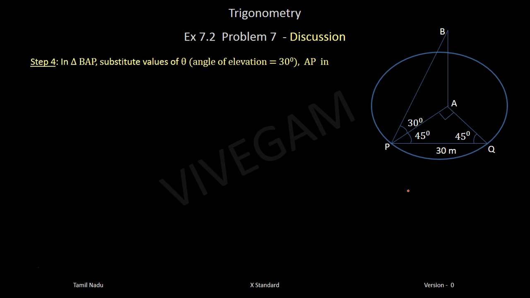Next, in triangle BAP, tan 30 is opposite by adjacent, that is AB divided by AP. AB is the height of the lamp post and AP we calculated in the previous step, and tan 30 we know. So using this relationship, AB can be calculated, which is the height of the lamp post. Okay, so it's two steps there. So let's go to the solution. You see the solution and then try to do it on your own.